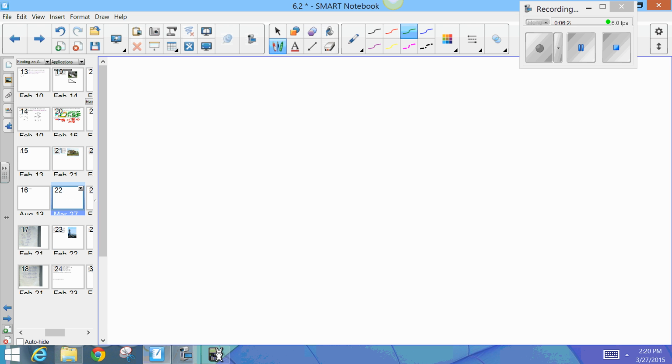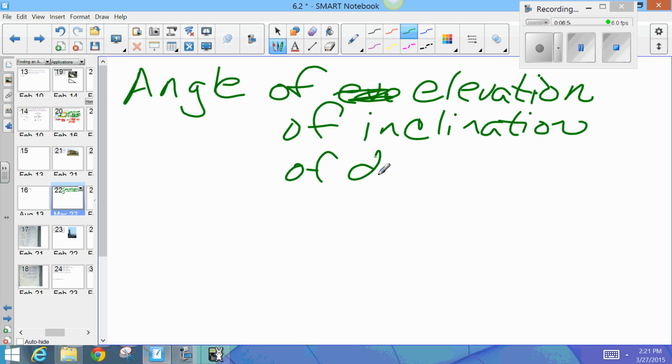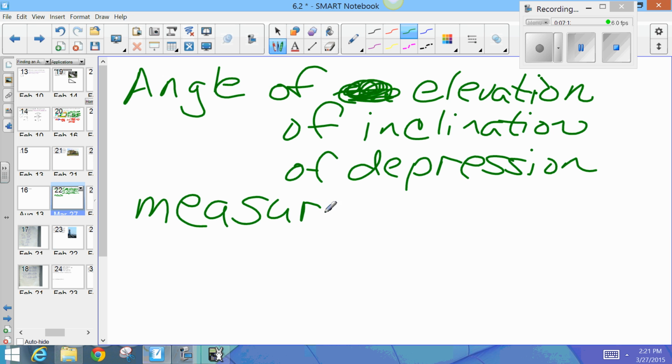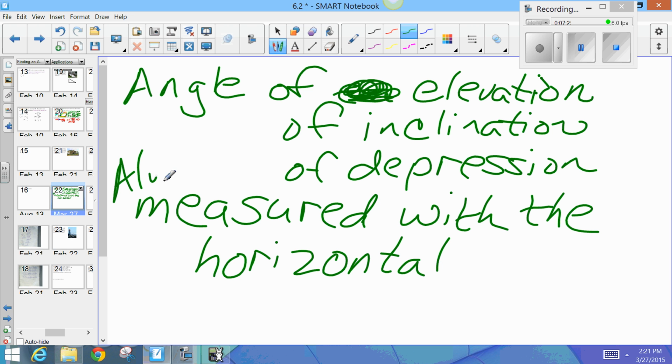Let me get a blank page here. Angle of elevation. Hold on, I can't spell. Elevation. Angle of inclination. Angle of depression. I'm trying to think, is there any other words we can use? Those are ones that are coming to mind right now. When they talk about these things in a word problem, they're always measured with the horizontal. Always measured with the horizontal. Right? Going back to this problem.